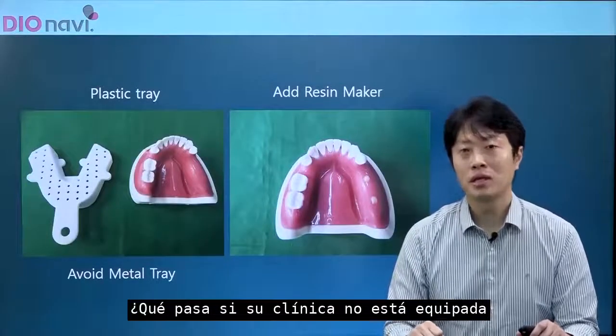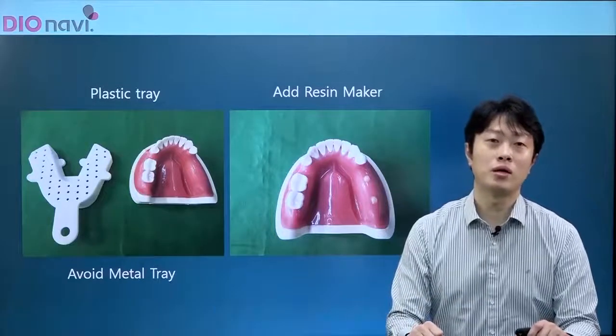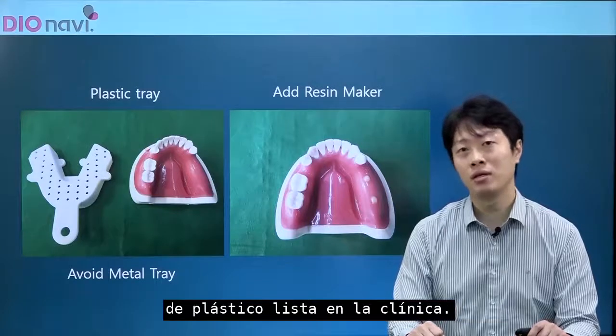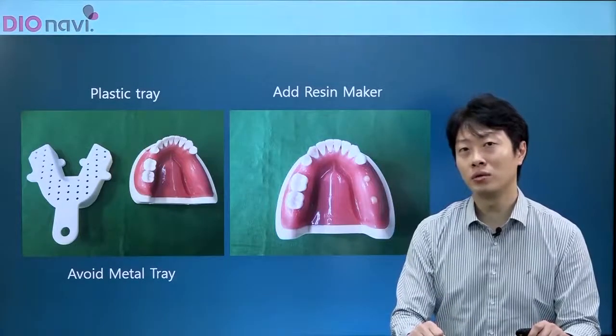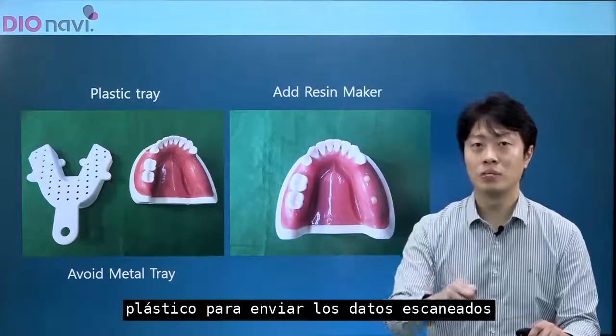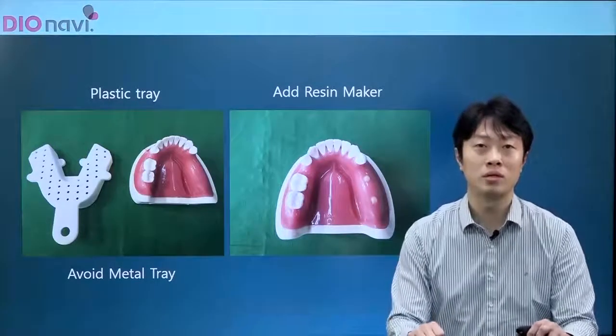What if your clinic is not equipped with an oral scanner? In this case, you will need to have a plastic tray ready at the clinic. I will tell you how to use the plastic tray to send the scan data to the DIOnavi center.